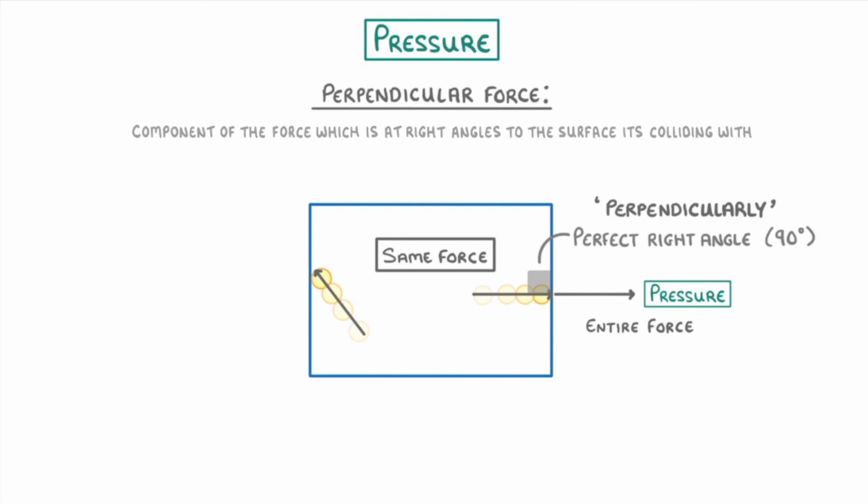In contrast, for this particle on the left, only a small component of its force will be perpendicular to the container. As we can see, if we split its force into vertical and horizontal components, this means that it's only this much smaller force that will be used to create pressure. In practical terms, just think of it as the difference between a head-on collision and grazing a wall at an angle.